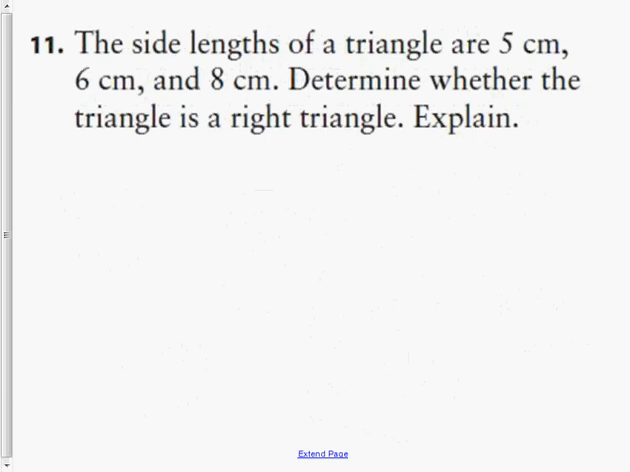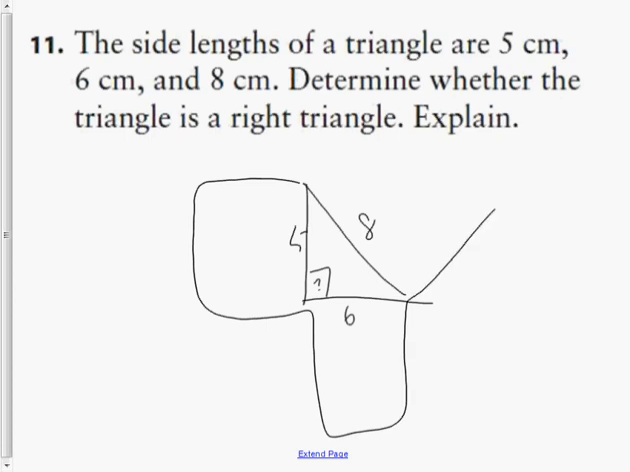Question 11, the side lengths of a triangle are 5, 6, and 8. Determine whether it is a right triangle. So same thing again. Is this 90 degrees? So we have 5, 6, and 8. Draw our squares on here. This is 25, and this is 36, and this is 64. So 25 plus 36 has to equal 64, and it doesn't. It equals 61. So therefore, this is not a right triangle. If it was, it would have to equal 64.